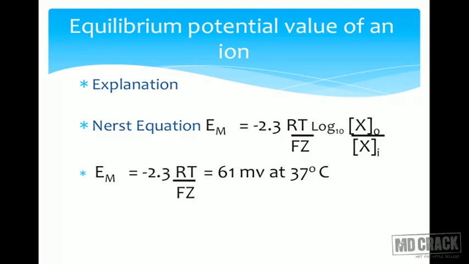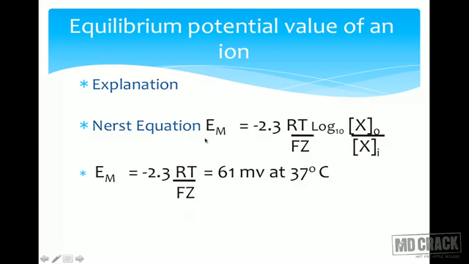At that time, there will be no net movement of the ion across the cell membrane. The movement will stop because the concentration gradient force and the electrical gradient force are opposite to each other and equal in magnitude. This value of the membrane potential, where the concentration gradient and electrical gradient force for the particular ion become equal and there is no net movement of that ion, is called the equilibrium potential value for that ion. We can calculate it with the help of the Nernst equation.